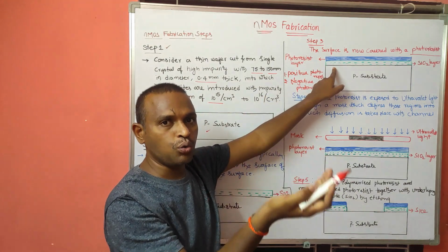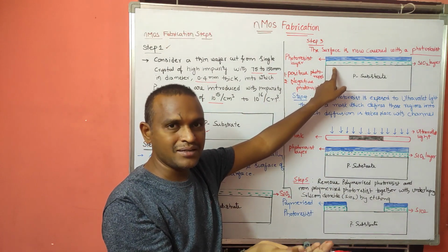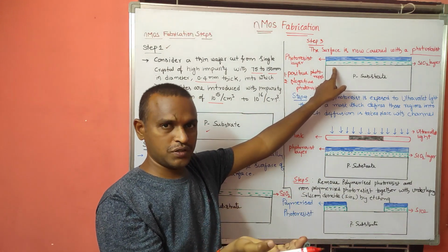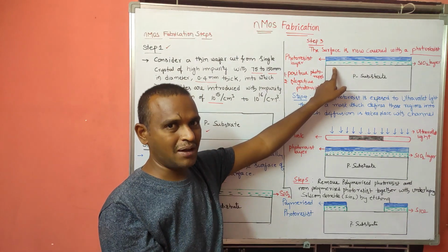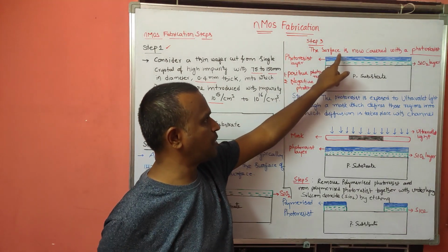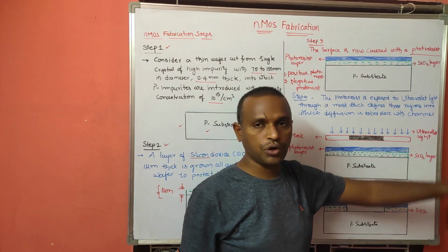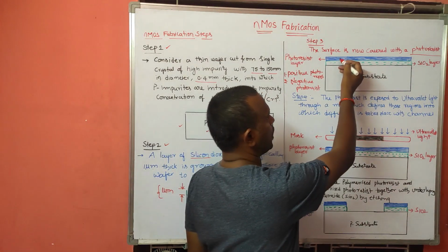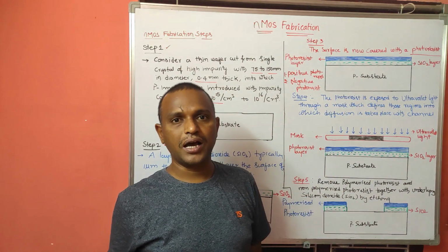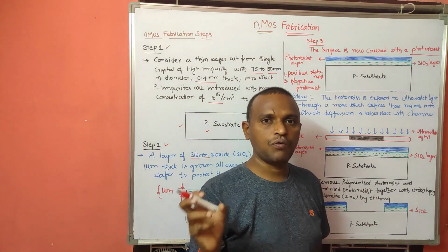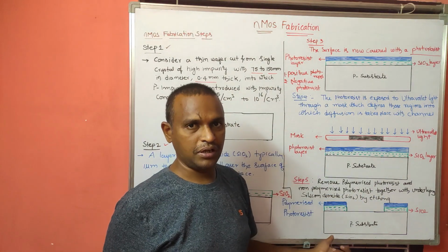On that SiO2, what I am placing here is nothing but the negative photoresist. Okay, the surface is now covered with a photoresist. So this blue color darkened place I will consider as a photoresist in our representation.